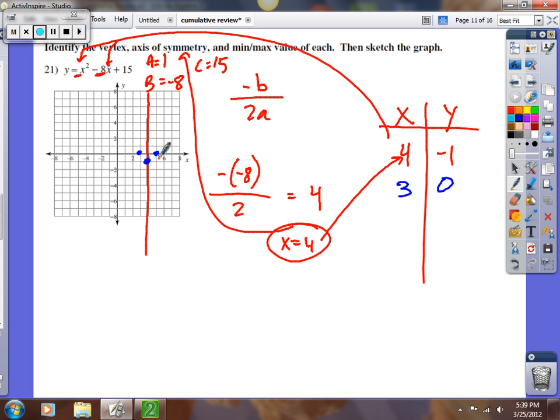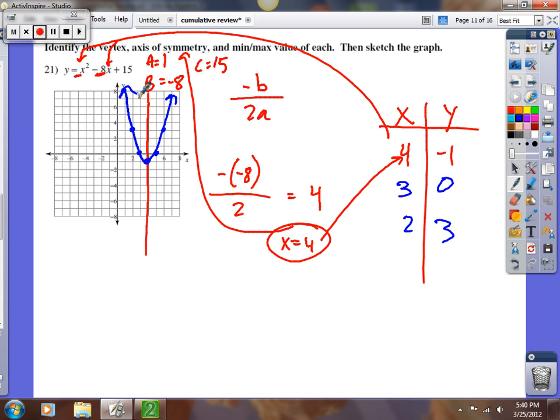And let's just do one more. Let's plug in a 2. 2 squared is 4. 8 times 2 is 16. 4 minus 16 plus 15 is going to spit out a 3. So over 2 and up 3. Over 6 and up 3. And your parabola is going to look just like that.